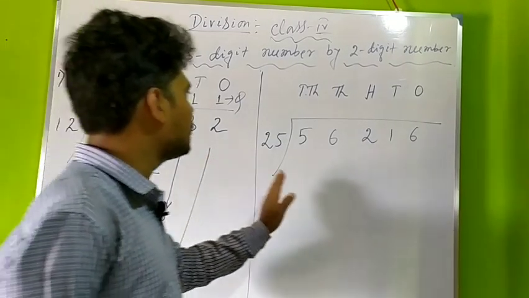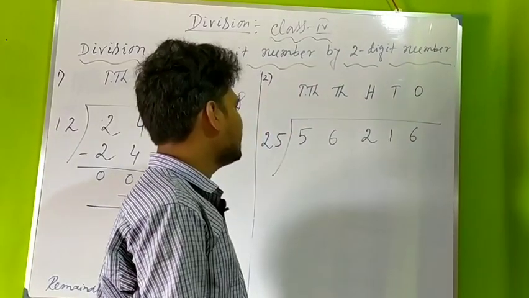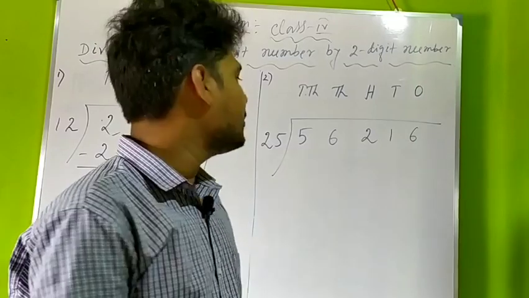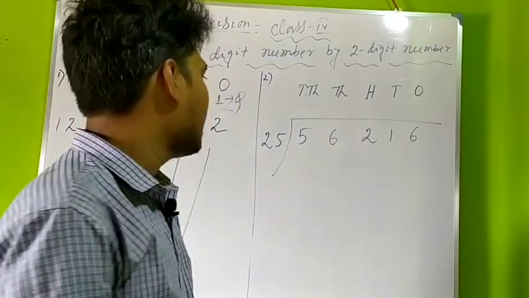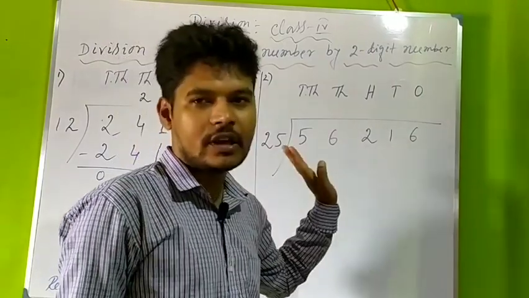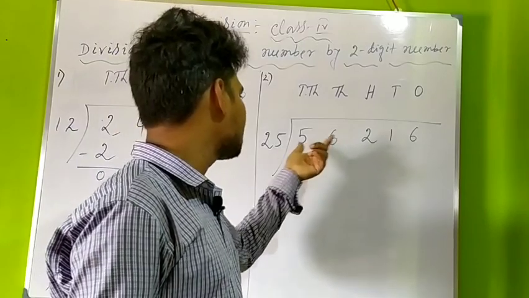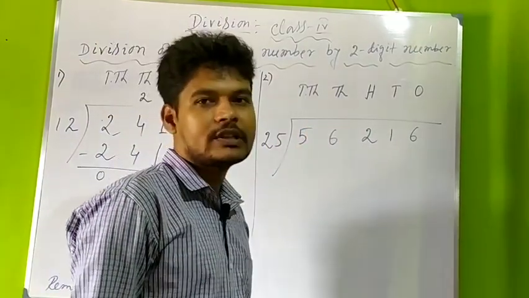Now you come to the second. Here the 5-digit number is 56,216 and we have to divide this by 25. 25 is the 2-digit number, and you can see that is the 5-digit number. So you start this division. 5 is smaller than 25, so you take 56,000.